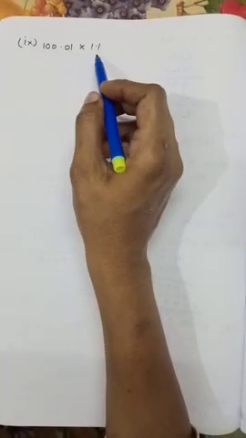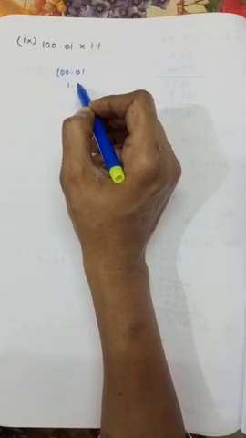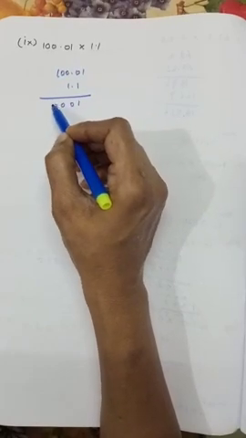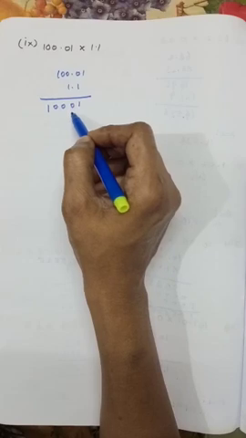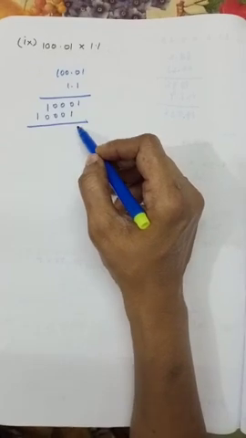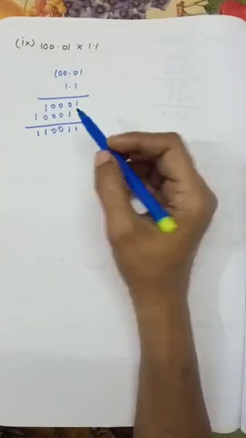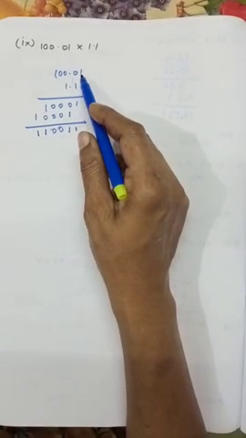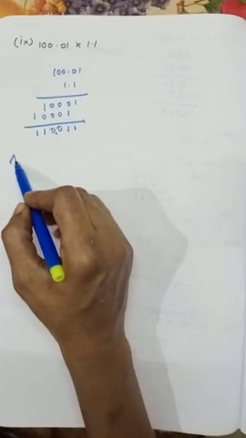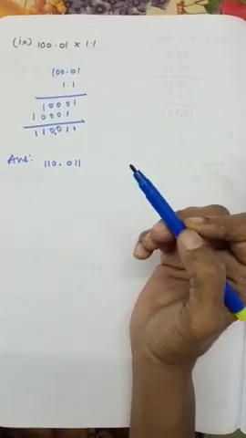So 100.01 into 1.1. By 1 you are multiplying this, 1, 0, 0, 0, 1. Again 1 you are multiplying. 1, 0, 0, 0, 1. Okay. Now you add 1, 1, 0, 0, 1, 1. Okay, after how many digits you have to keep point? 1, 2, 3 digits. After 3 digits you have to keep point. So the answer is 110.011. Yeah, we understood. Okay.